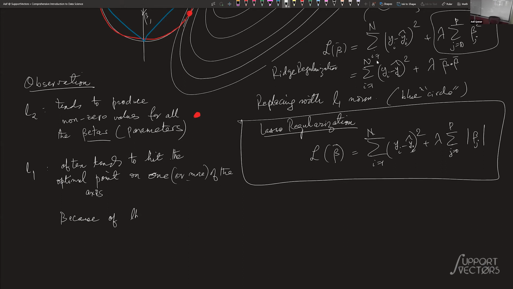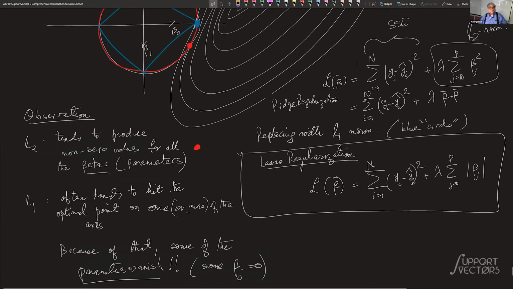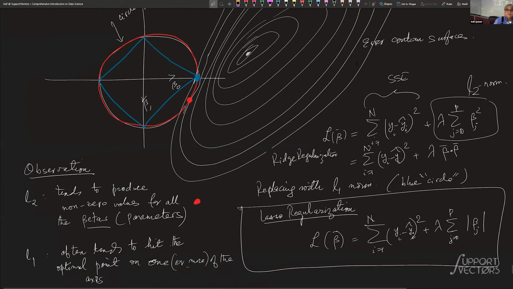Because of that, some of the parameters vanish, right? Some beta j is equal to 0. So here, which particular beta j is equal to 0? If you look at this example, beta 1. Beta 1, yeah, right here. Beta 1 is 0. Here beta 1 is 0.